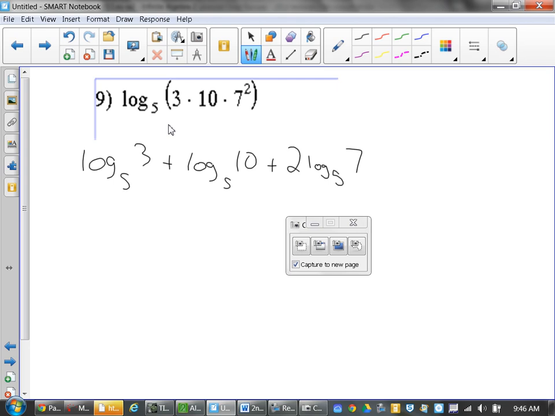What's up? So for when you're graphing logs, range is always all real. Yes, because your range will be all real because your domain will have the vertical asymptote.